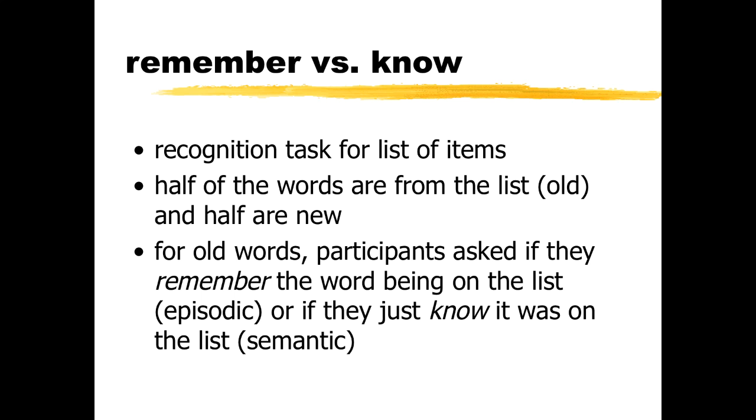When participants report that a word is old, meaning that it was on the previous list, they are then asked if they remember the word being on the list or if they just know it was on the list. So in other words, do they have an episodic memory of the word being on the list? They can actually remember seeing it or hearing it, or do they just know it was on the list, but they can't actually remember the moment that it was presented? So once again, a really great tip for distinguishing episodic from semantic memories is whether it's something that you remember or something that you know.